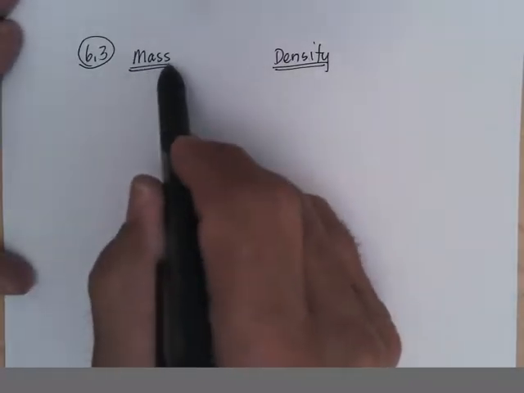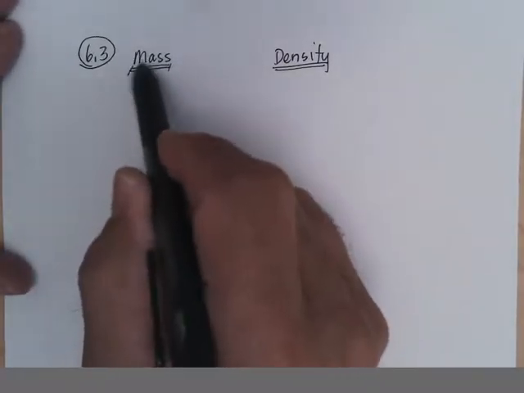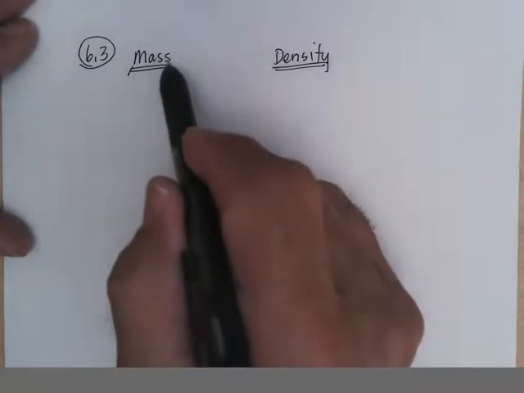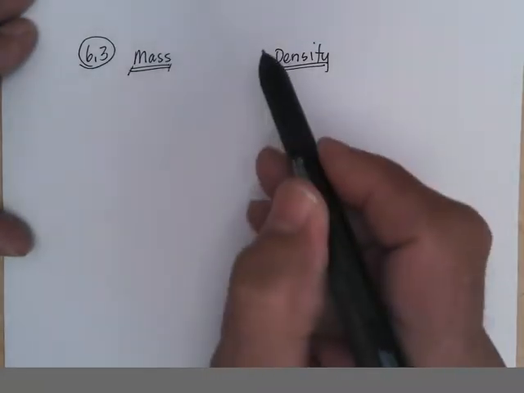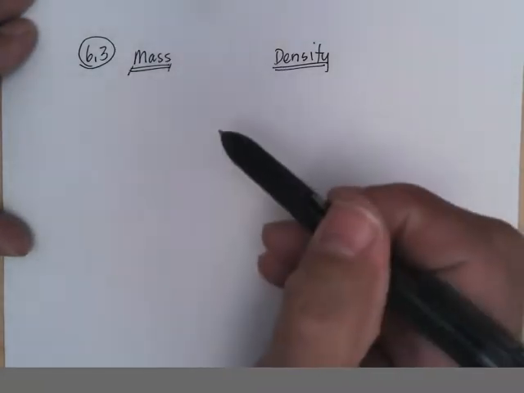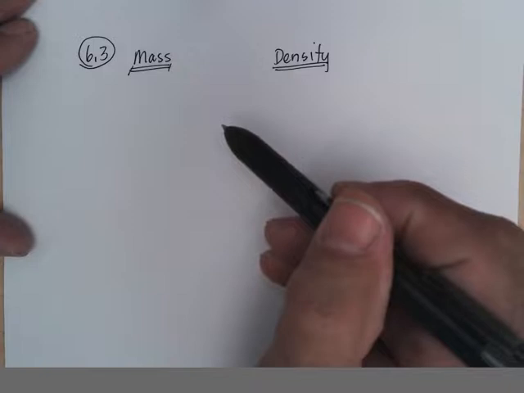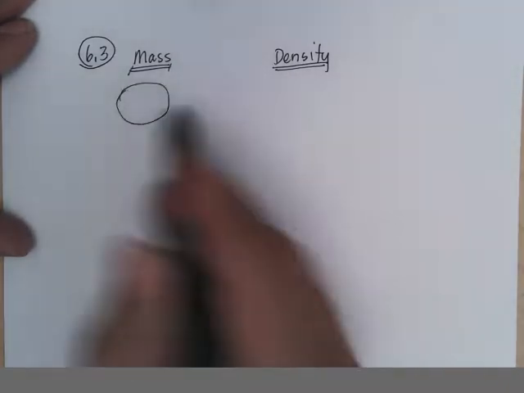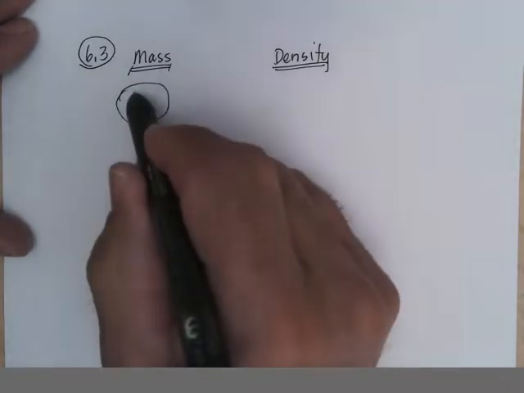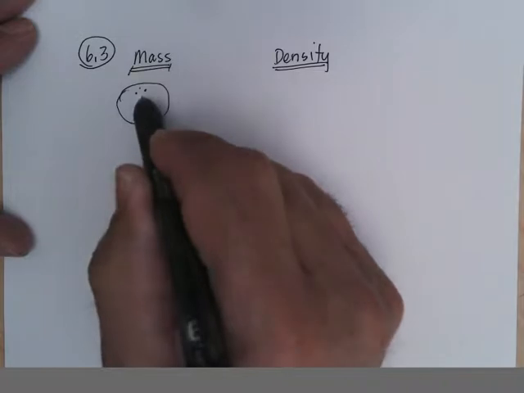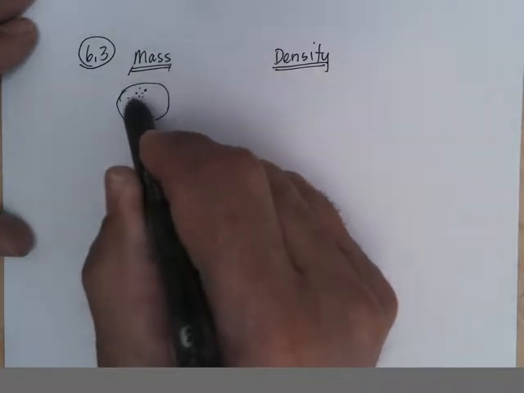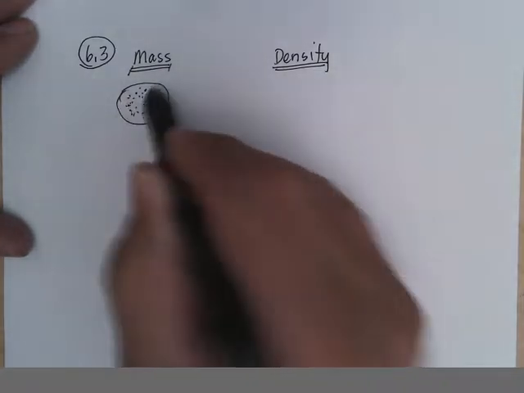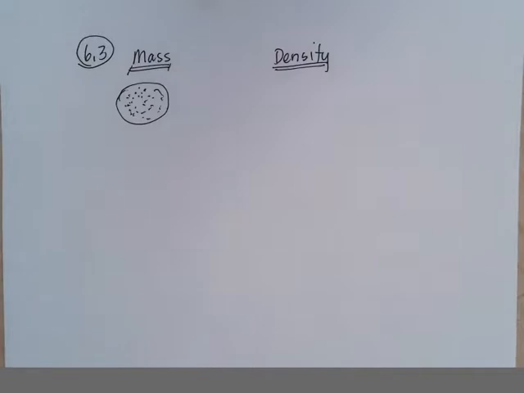There's a lot of confusion amongst students, and most people, about what mass is. Mass is not the weight of an object. Mass is just the material that makes up an object. Let's say this is my object, and inside it has protons, neutrons, electrons, a bunch of atoms that make it up. Okay, material that makes it up.